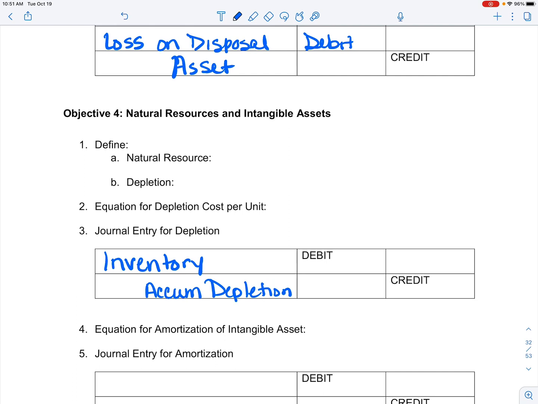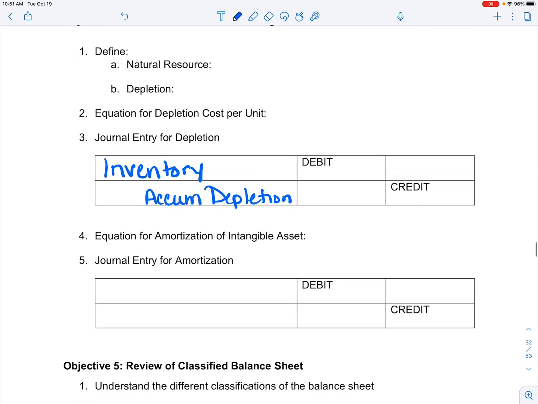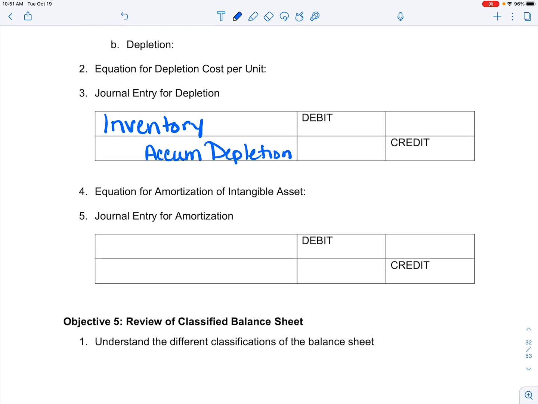account. Again, same kind of concept. It's that contra asset attaches itself to that asset that we own. This is just recognizing that we're using some of that asset. It will actually get expensed when we sell that inventory.